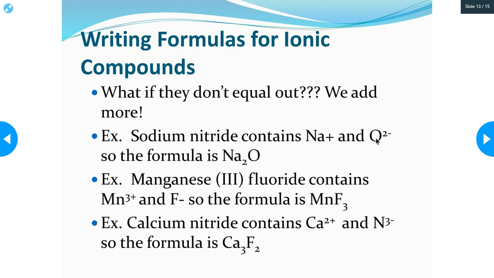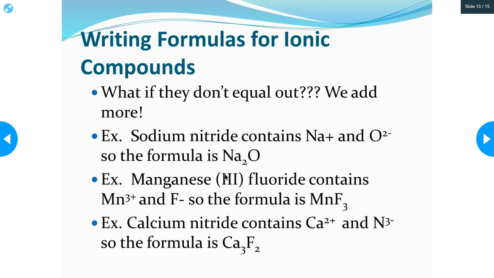And when we try to cancel them out, we have a 1 plus and a 2 minus. So that doesn't work exactly. So we have to add in another sodium with another 1 plus charge so that it cancels out that 2 minus. They always have to cancel out. So our formula is going to be Na2O, this 2 indicating the fact that we need 2 sodiums, each with a 1 plus charge to give away 2 electrons total, and then oxygen will take 2 electrons. They always have to be stable.